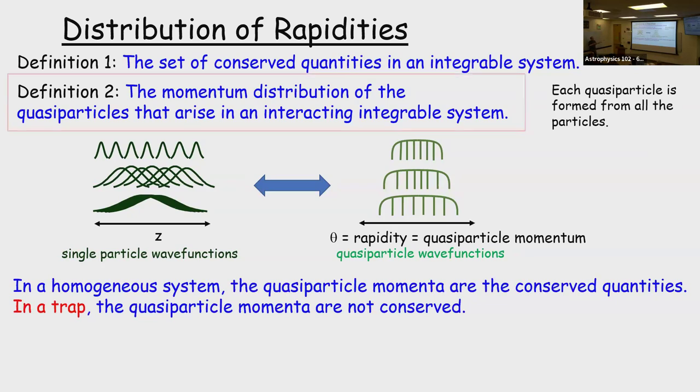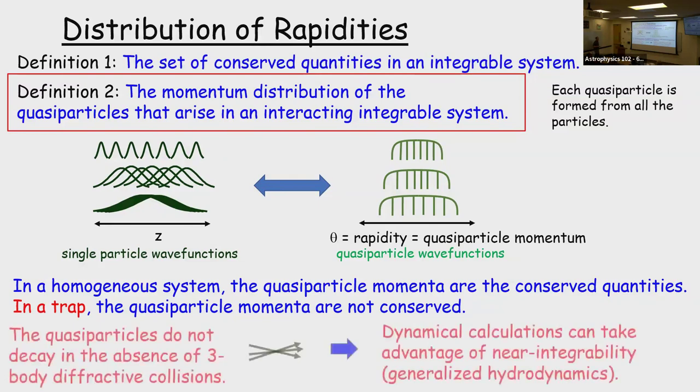There's just two different ways to describe the same thing. But if you're in a trap, then the rapidities are no longer being served by the first definition, right? That is, the trap exerts a force on these particles. But this definition, based upon the momentum of particles, so that's what I'm going to describe rapidities.